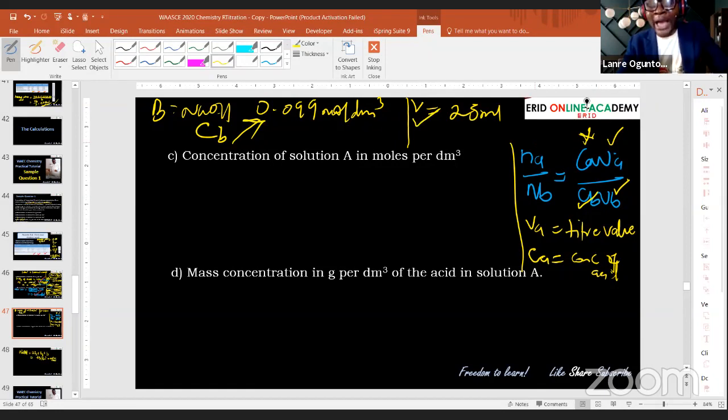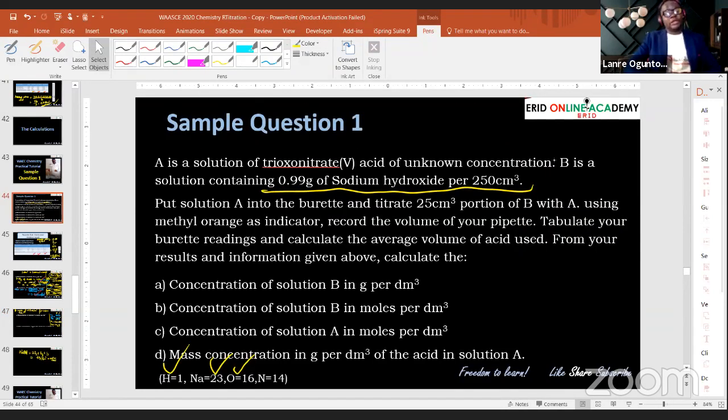Now, how do we know the Na and Nb? That means you have to write the equation of the reaction. So let's write it. Now, this reaction is between sodium hydroxide and what? Look at your question again. Sodium hydroxide and nitric acid. So you need to remember your formula for sodium hydroxide and your formula for nitric acid.